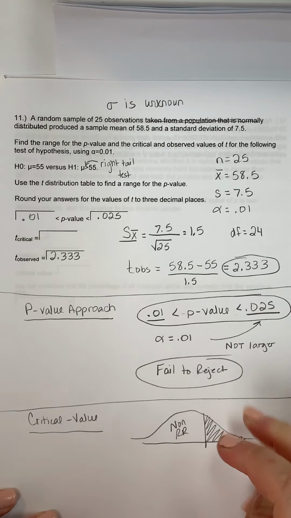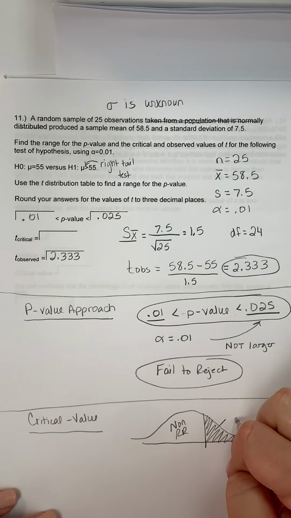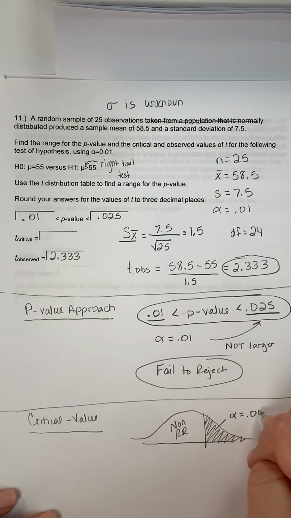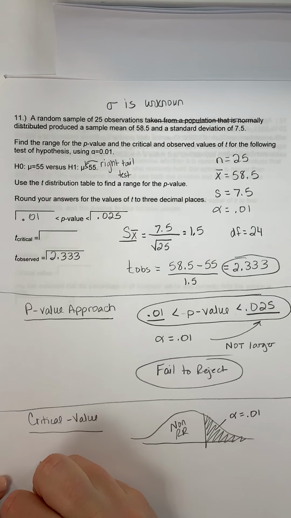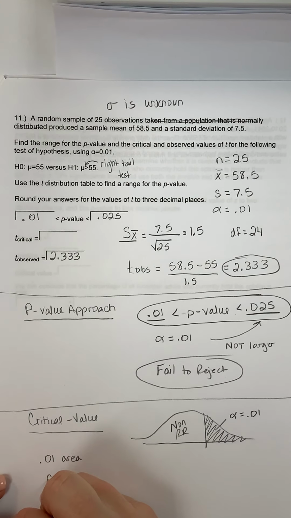I'm going to have one critical value. Do you think it's going to be positive or negative? Better be positive, right? And this is alpha. Since there's just one of those rejection regions, I do not have to divide it by 2. So I'm looking for an area of 0.01, and degrees of freedom are 24. Let's see what I come up with.